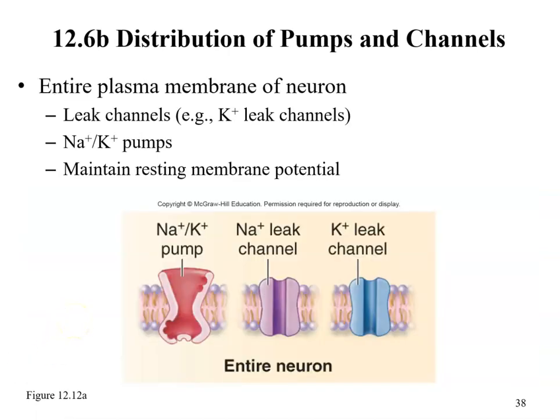All right, I want you to know that across the entire plasma membrane of the neuron, there are going to be leak channels, sodium leak channels and potassium leak channels, and there are going to be sodium-potassium pumps. And the job of these channels and the pump is to maintain the resting membrane potential. So remember that the sodium-potassium pump is going to pump 3 sodium out of the cell and 2 potassium into the cell. And then you've got a sodium leak channel that's going to allow sodium to leak across it, and a potassium leak channel that's going to allow potassium to leak out of the cell, okay? And all of these just establish the resting membrane potential.